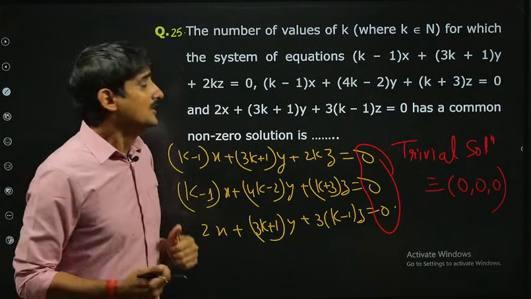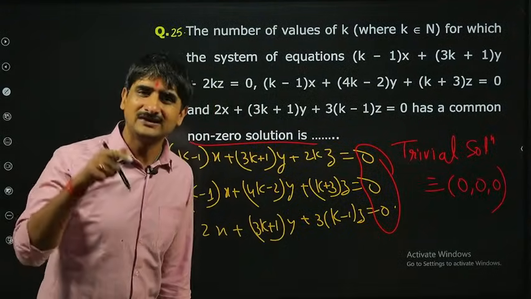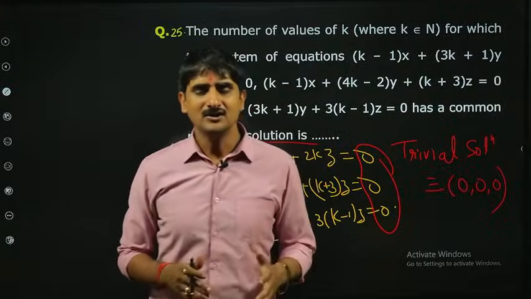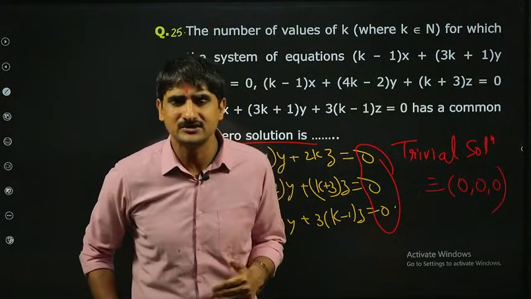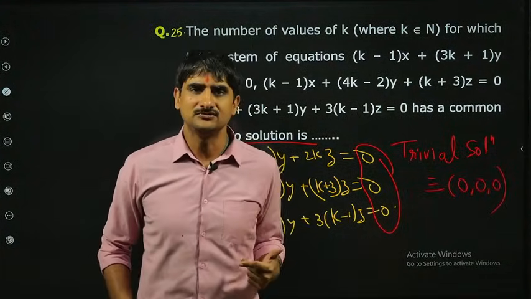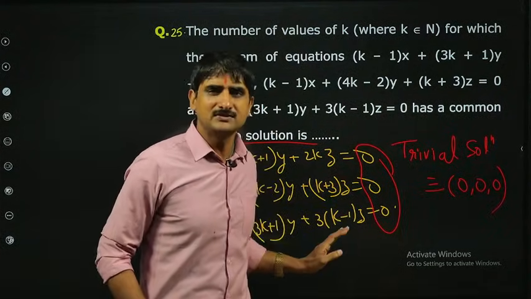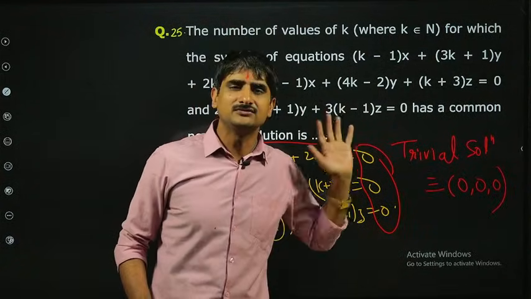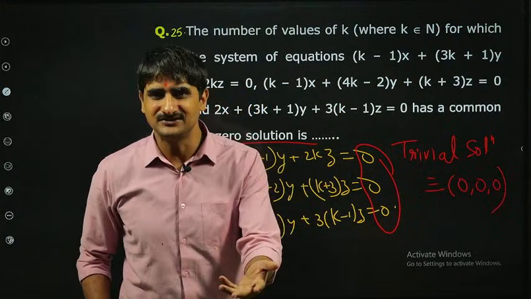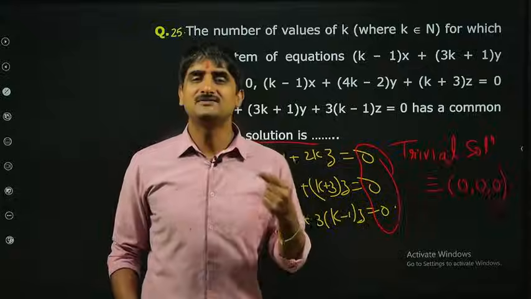That's the trivial solution. Now, if we have a non-zero solution, what does that mean? That means we have infinite solutions. I believe you all know that for a system of equations, you can't have two solutions or three solutions. So the possibilities are just three. No solution, which is not possible here because there is always a solution. Or a unique solution, that means 0, 0, 0 is the only solution, or infinite solutions. If we have an extra non-zero solution, that means we have infinite solutions.